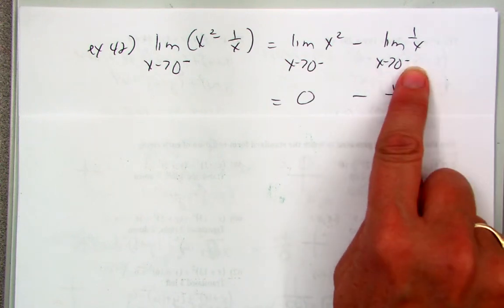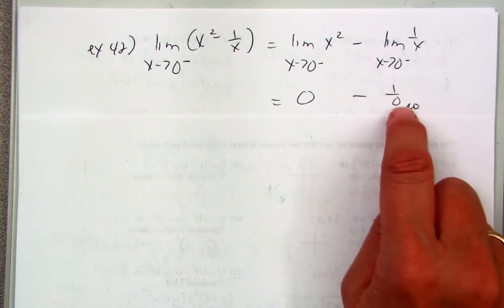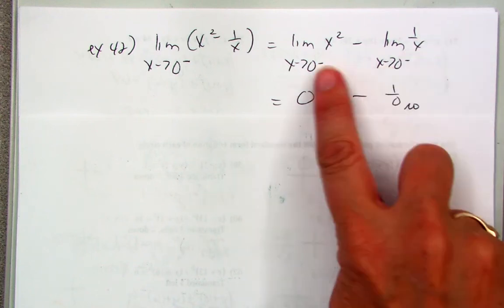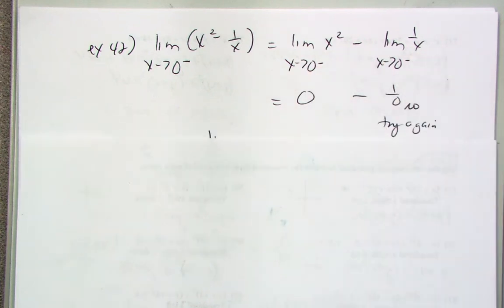And I'm asking you from the right or left, so I want to know if it's positive or negative infinity. I know it's approaching a vertical asymptote. The vertical asymptote is 0. That's what I'm approaching. So I must try again.